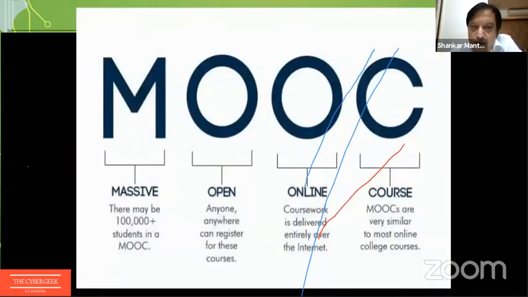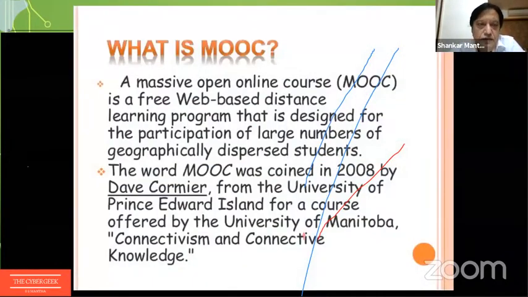There may be a very large number of students in a MOOC environment, and it's available to anyone, anywhere, who can register for these courses. So geographical boundaries don't define anything. The online coursework is delivered entirely over the internet. Now that's the main feature of MOOC. All the content is delivered online on the internet. And MOOCs are very similar to most online college courses. In the past, you must have gone through some online courses, and MOOCs are very similar to that. So therefore, this is a massive open online course.